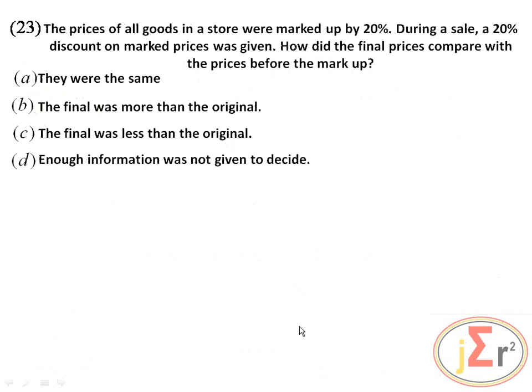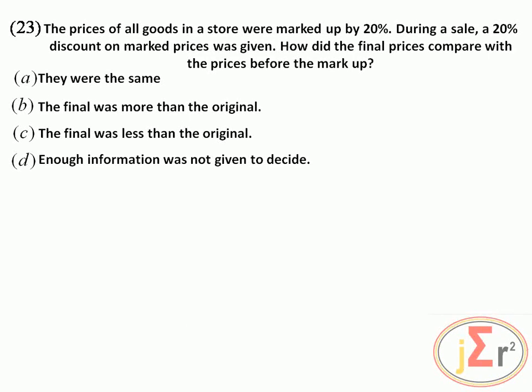The prices of all goods in a store were marked up by 20%. During a sale, a 20% discount on marked prices was given. How did the final prices compare with the prices before the markup? They were the same. The final was more than the original. The final was less than the original. And of course, we have the one that is the favorite of all the students. Enough information was not given to decide.